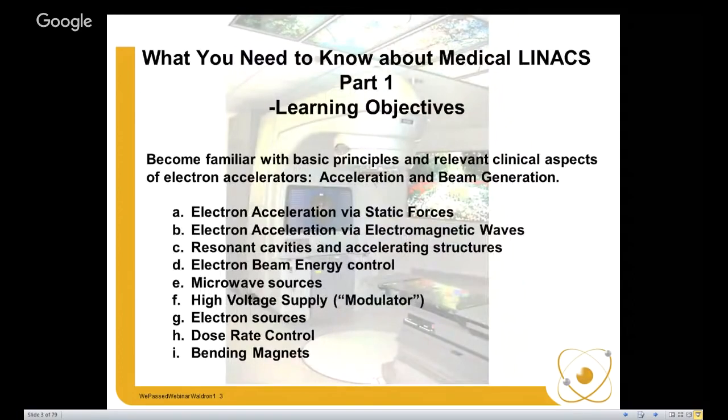So tonight's learning objectives will be for us to all become familiar with really medical electron Linacs. I won't be covering other types of accelerators. And we're going to be focusing on acceleration and beam generation. So we're going to talk about acceleration via static forces, acceleration via electromagnetic waves, and of course that's going to require some resonant cavity understanding and accelerating structures. We'll talk a couple of times about beam energy control, microwave sources, high voltage supply for the microwave sources, electron sources, dose rate control, and finally bending magnets. Everything after the bending magnet we hope to cover in a subsequent Part 2 webinar.